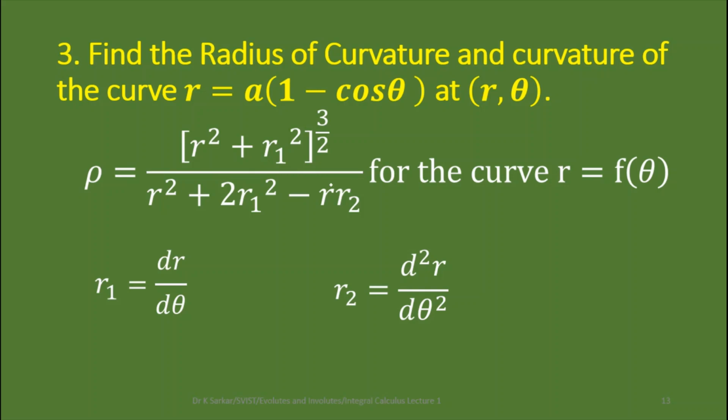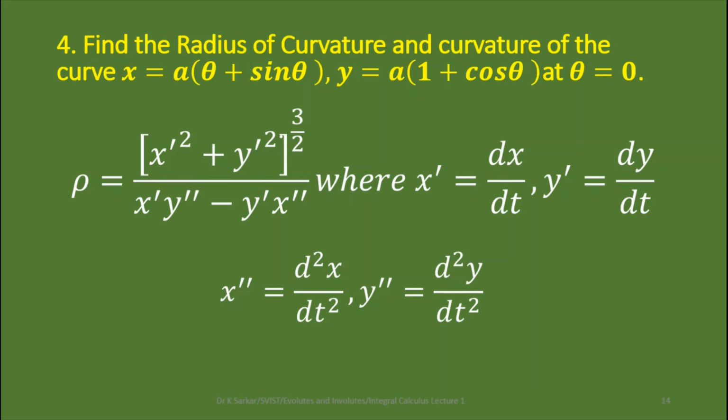Question number 3, find the radius of curvature and curvature of the curve r equals to a(1 minus cos theta) at r, theta. Using this formula, find the radius of curvature. Question number 4, find the radius of curvature and curvature of the curve x equals to a(theta plus sin theta), y equals to a(1 plus cos theta) at theta equals to 0. So use this formula and find it.